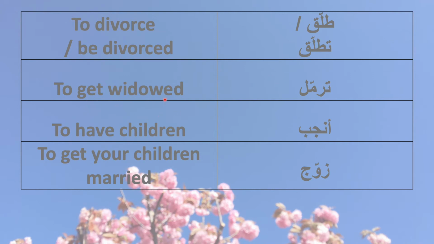To get widowed, ترمل يترمل الترمل. To have children, أنجب ينجب الإنجاب. To get your children married, زوج يزوج التزويج.